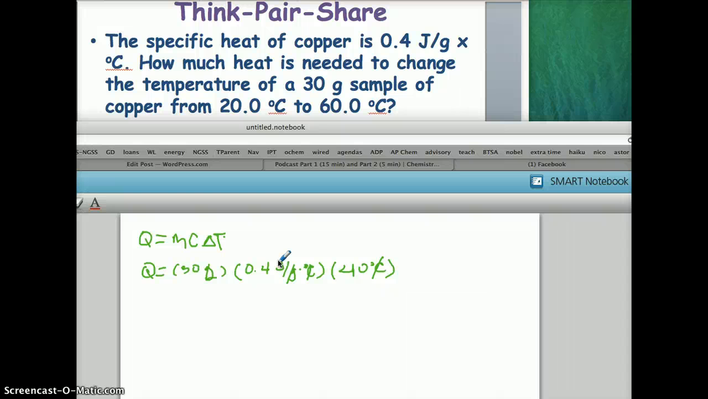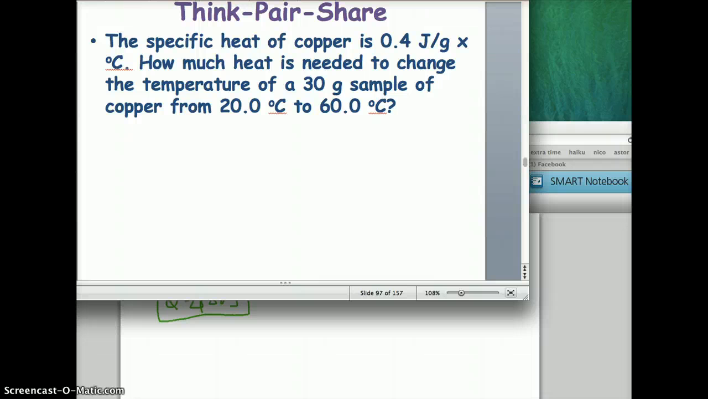In college, your professors will expect you to show your work, because if you don't, even though you did it on your calculator, your professor will think that you were cheating. So it's very important that you actually include your units in high school and in college. So the heat is going to be equal to 480 joules. So 480 joules is needed to change the temperature from 20 to 60 in a sample of copper.